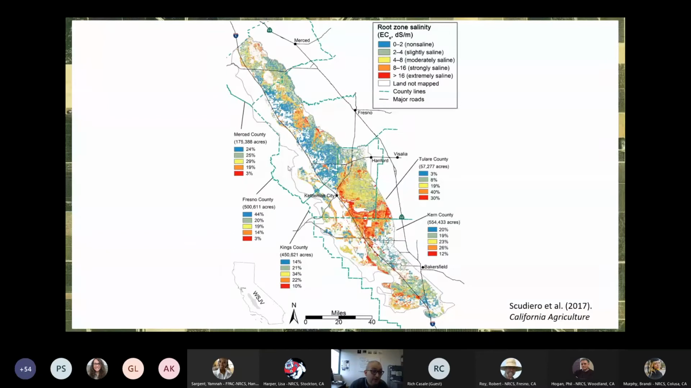So here's the map. You can contact me to have a higher resolution version of the map if you're interested. We present the map in this California Agriculture paper from 2017.